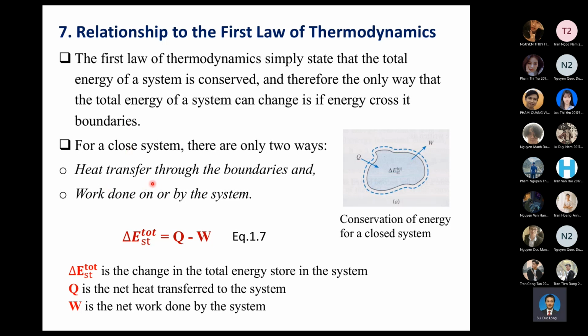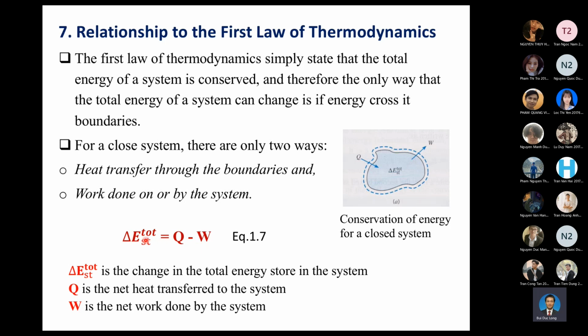The second one is that the energy change in the closed system is through work done on or by the system. You can convert from one kind of energy to another kind of energy, or you can convert energy to work done. So we have delta E of total energy for the system equal to Q minus W.